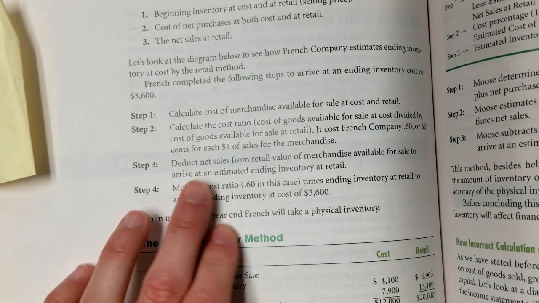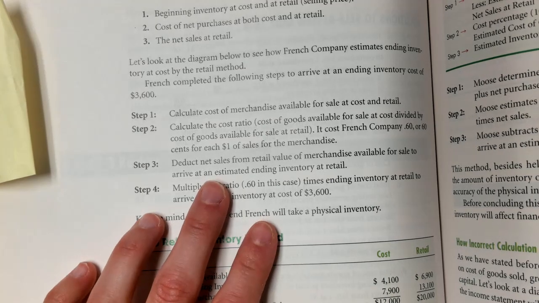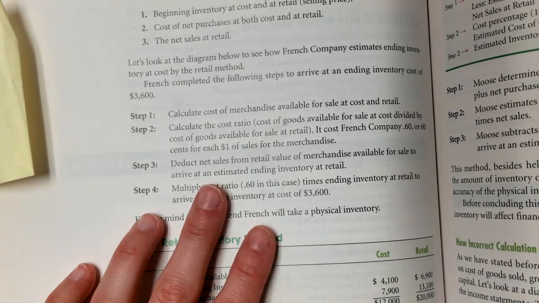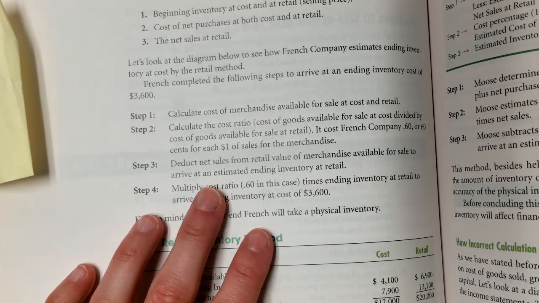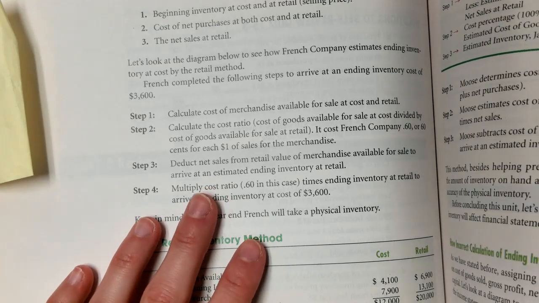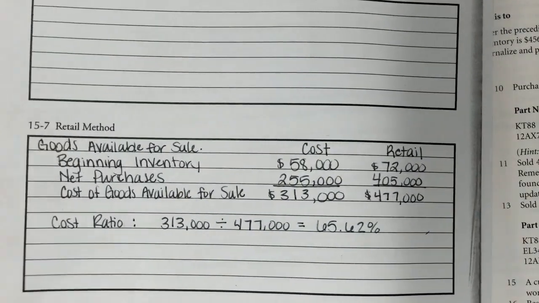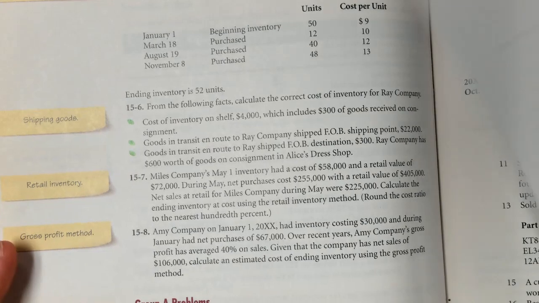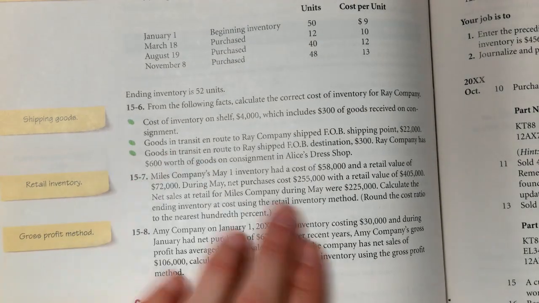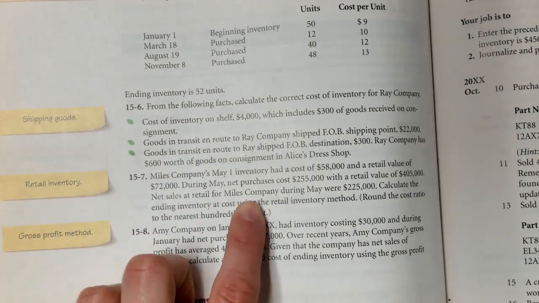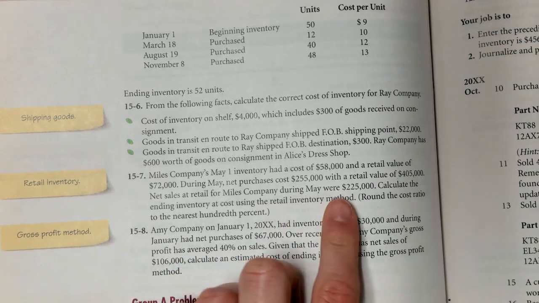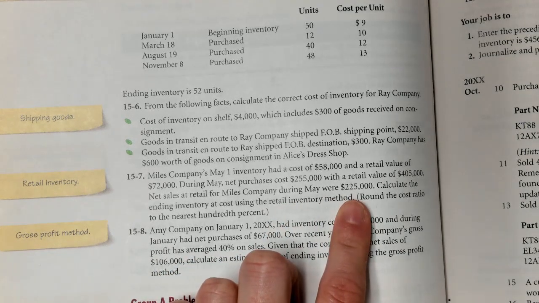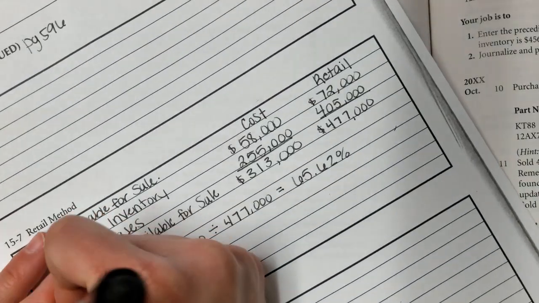So next step, deduct net sales from retail value of merchandise available for sale to arrive at estimated inventory at retail. So what are our net sales? We have to look in here. Net sales at retail for Miles Company during May were $225,000. So let's write that.